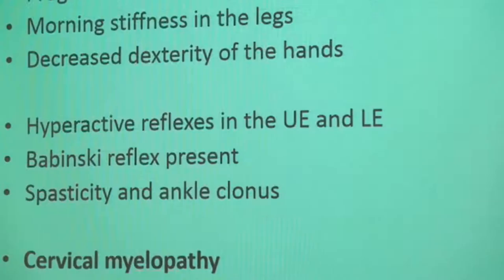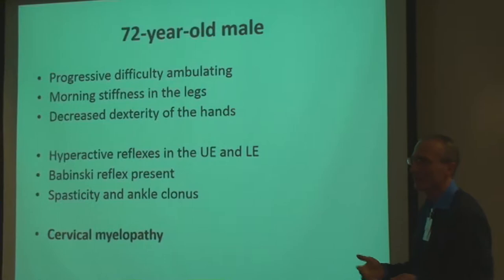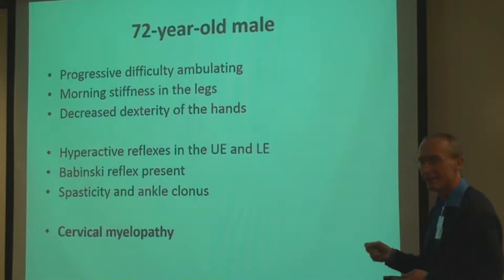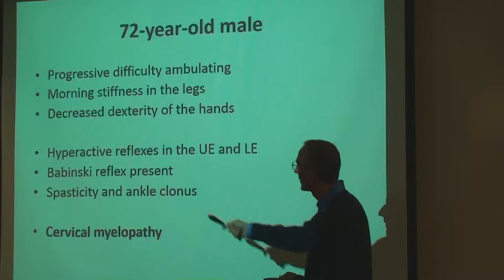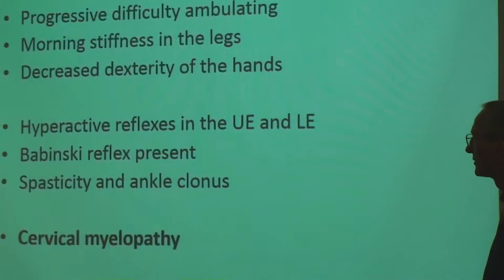The second patient is a 72-year-old male. This patient comes because he has a progressive difficulty to walk. In the morning when he stands up, he has stiffness in the lower extremities, and parallel to his incapacity to walk longer distances, he has also decreased dexterity of the hands. With the fingers, he cannot handle the spoon, the fork, and the knife, and he has difficulty picking up small objects from the table. On clinical examination, he has hyperactive reflexes in the upper and lower extremities. We could detect the Babinski reflex, and he has an increased muscle tone with ankle clonus.